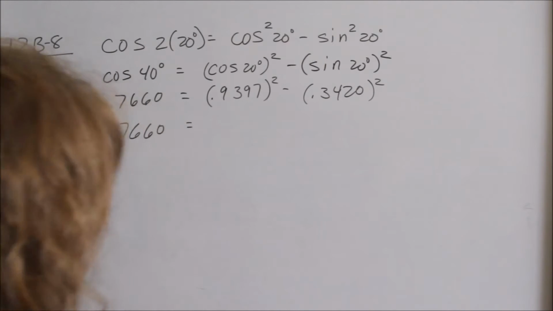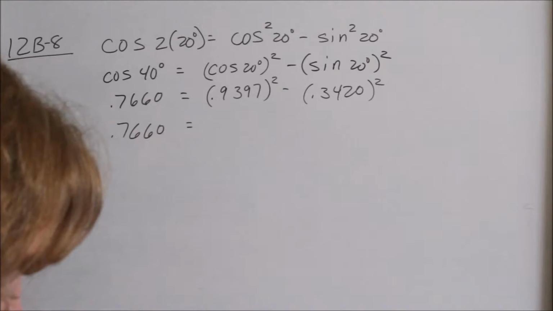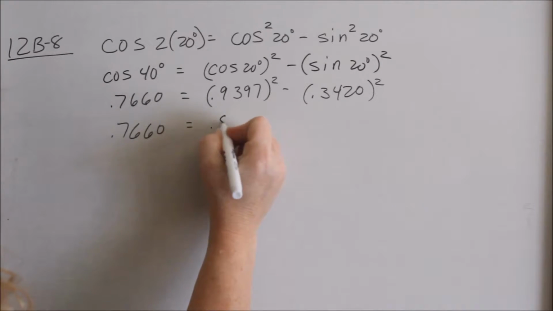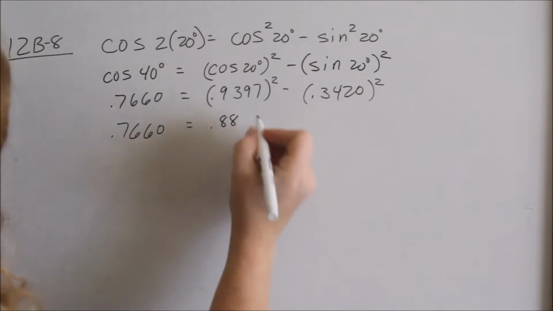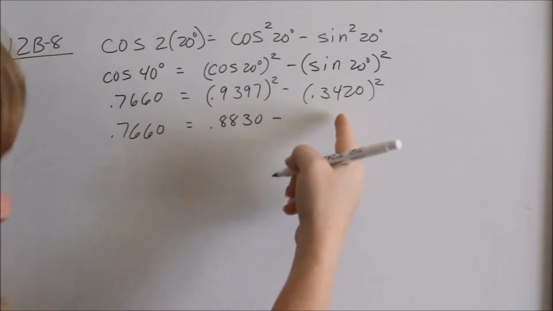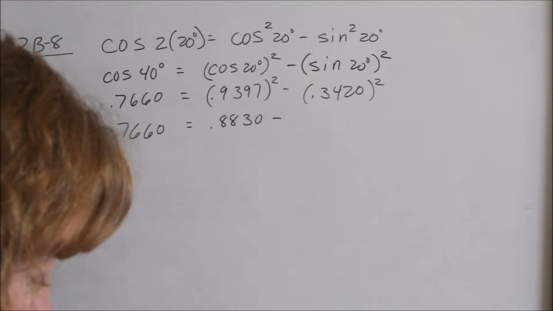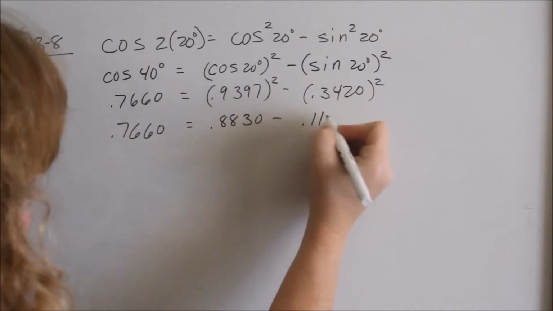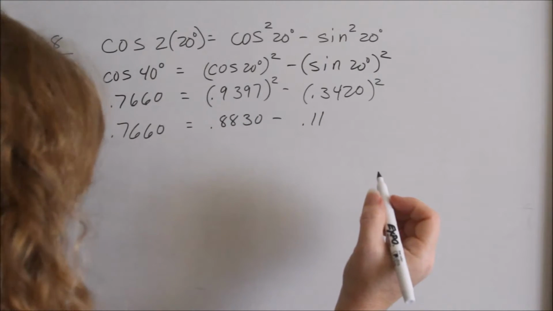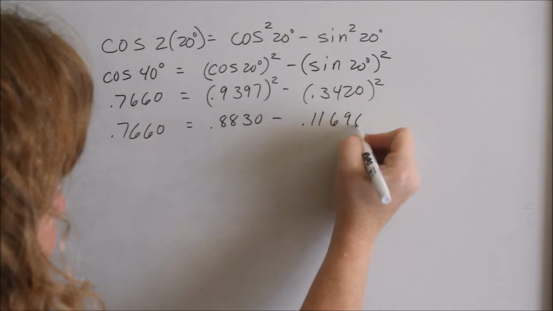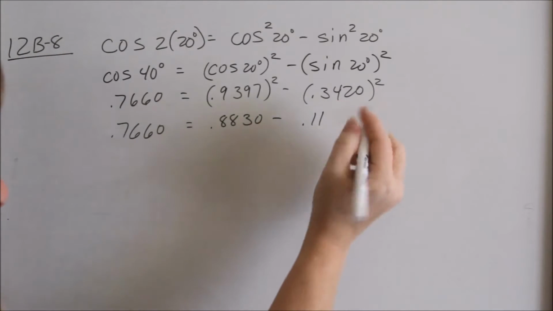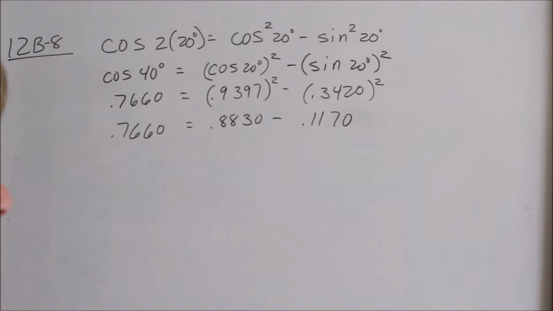Hang on, I didn't hit my right button. 0.9397 squared is 0.8830. Now squaring 0.3420, that comes out to 0.11696, so we're going to make it 0.1170 to round to 4 decimal places.